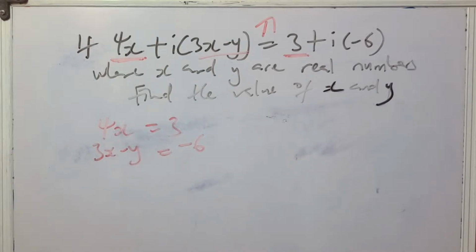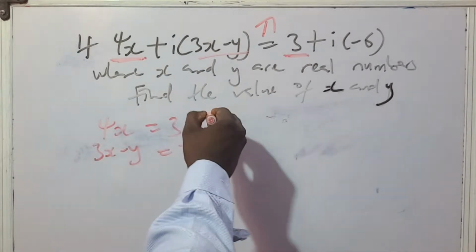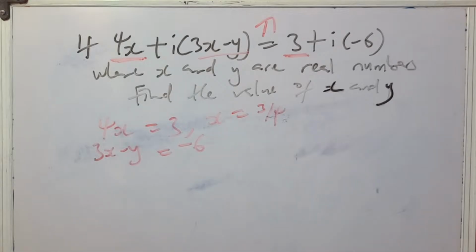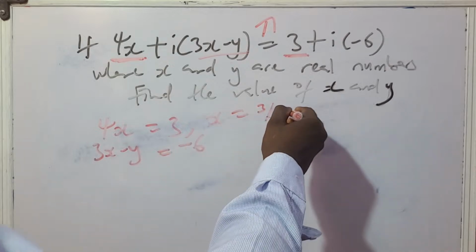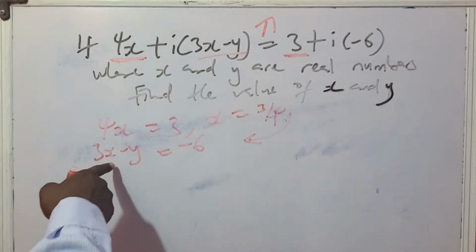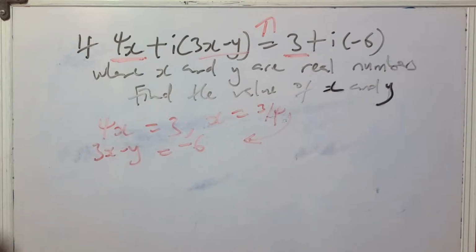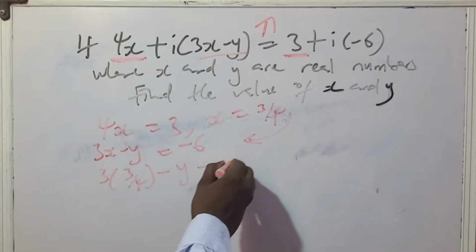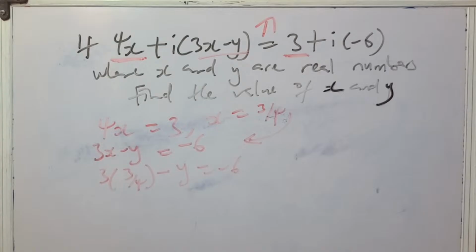You have to solve this using our understanding of simultaneous equations. We're having lots of different answers right here. In this case, x is equal to 3/4, so we have gotten our x value. To find our y value, just put x being 3/4 into this part. So that will be 3 times 3/4 minus y equals minus 6. That will be 9/4.